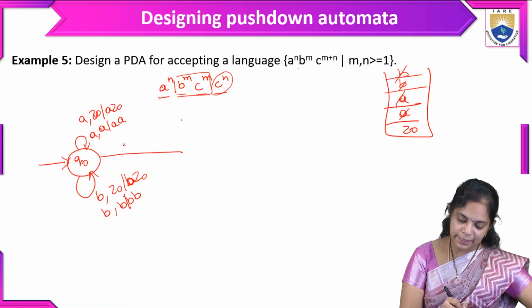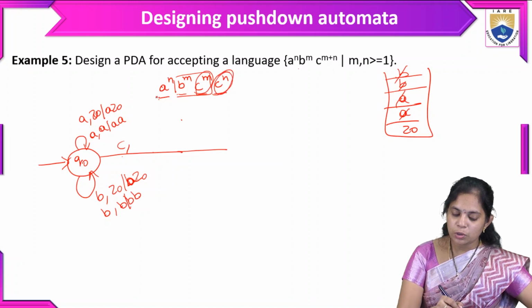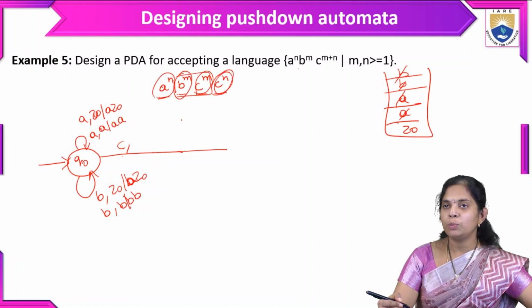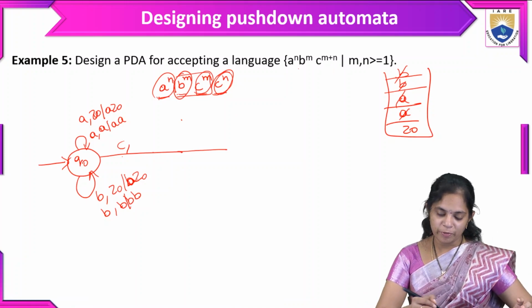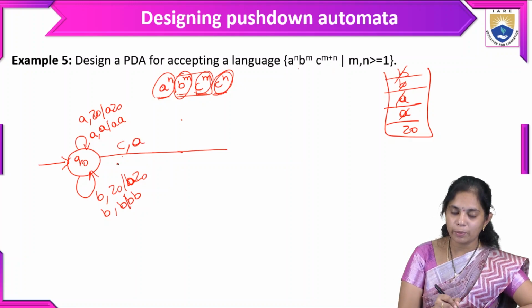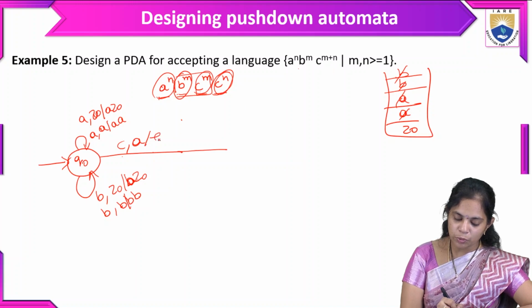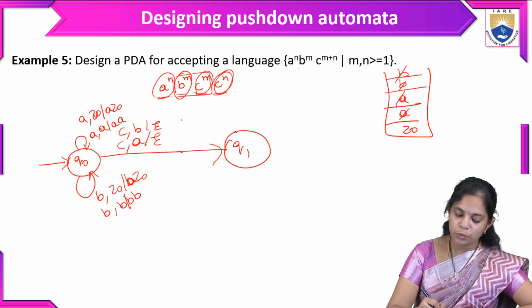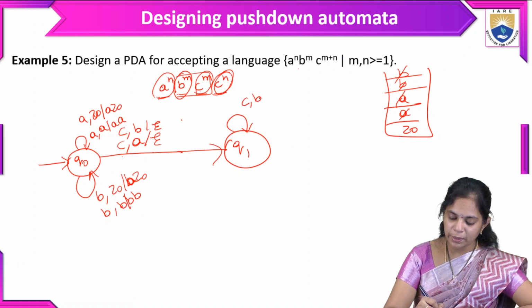And from this state C, while reading the C value, we need to pop. So here for C power m and C power n is there. So however many A's are there, however many B's are there, we need to push the values into the stack. But for the matching, while reading the C values, we need to pop. So while reading the C value, and top of the stack symbol is A, we need to do epsilon. And while reading the C value, and B is the top of the stack symbol, we need to pop the values. And this is going to be a state change. So this is for multiple state: C, B, epsilon, and C, A, epsilon.